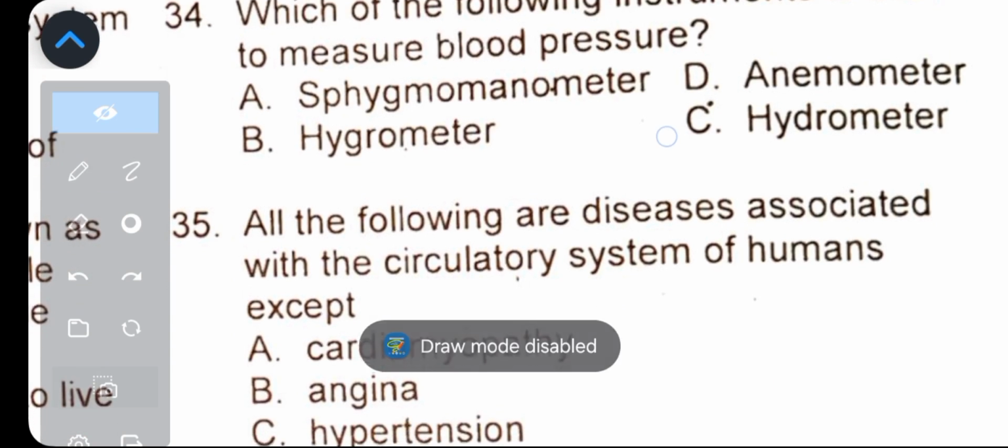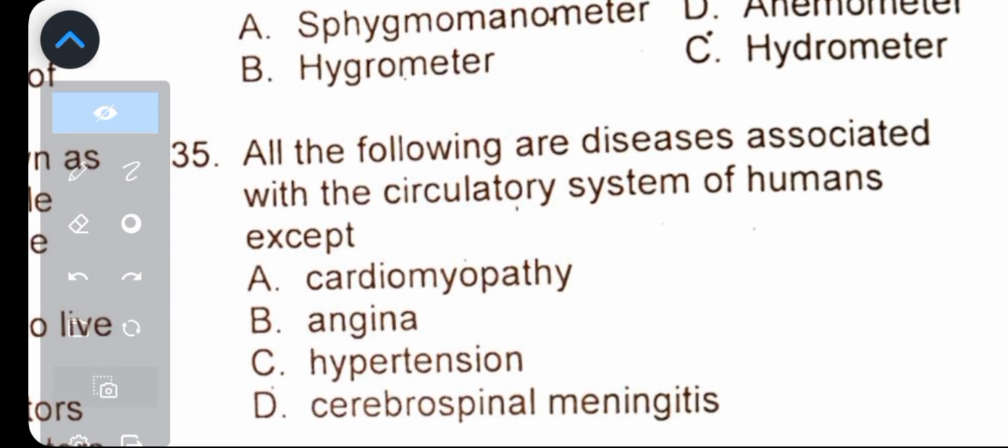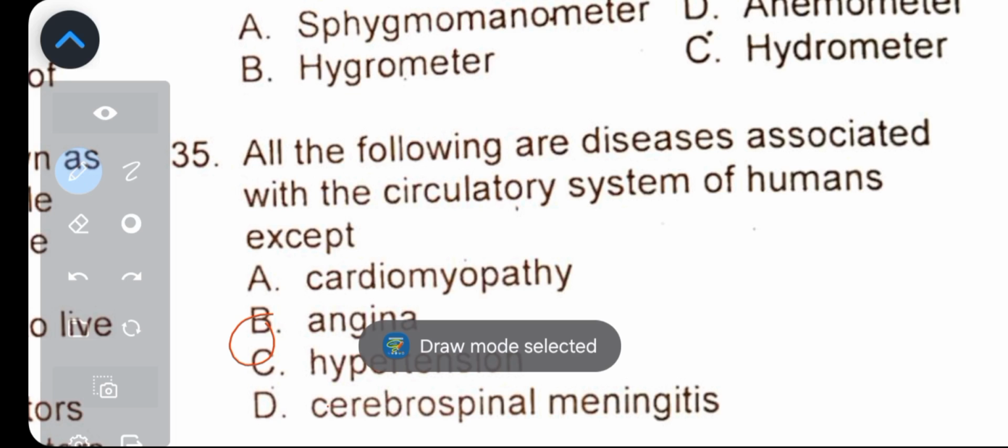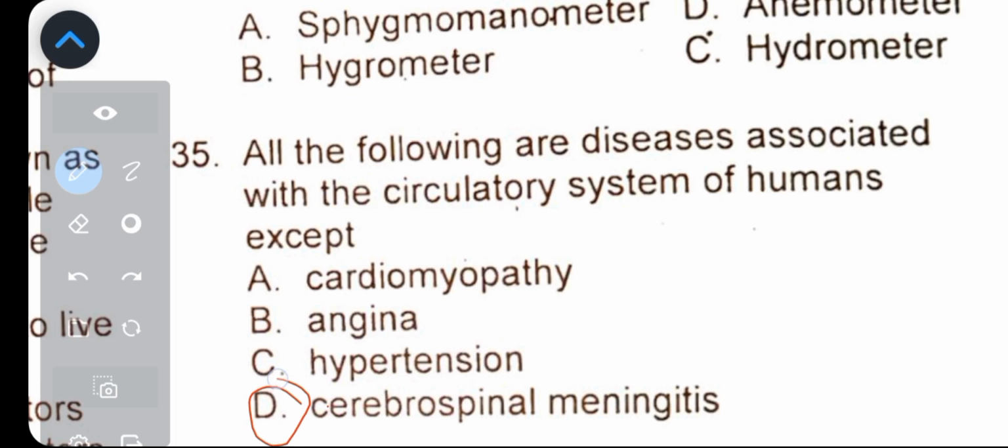Question 35. All the following are diseases associated with the circulatory system of humans except A. Cardiomyopathy, B. Angina, C. Hypertension, D. Cerebrospinal meningitis. So all of them have to do with the circulatory system except cerebrospinal meningitis, which has to do with the nervous system.